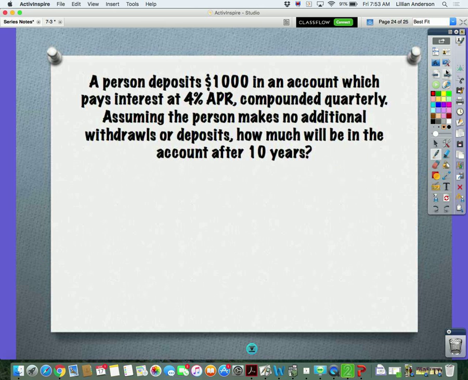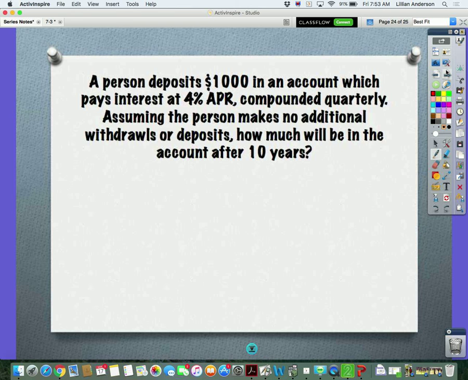This formula is not in your reference booklet. So we're going to look at two examples that deal with this particular formula, and then we'll look at one more example that deals with using the arithmetic and geometric series type formulas.